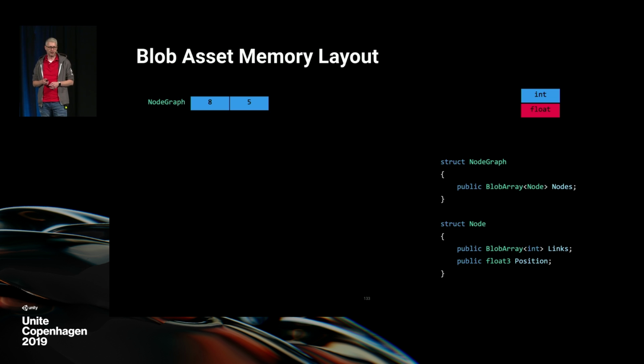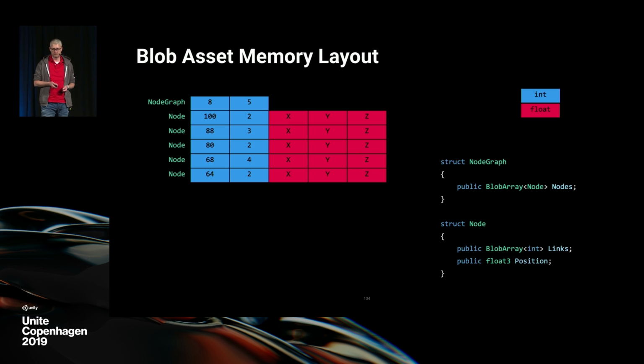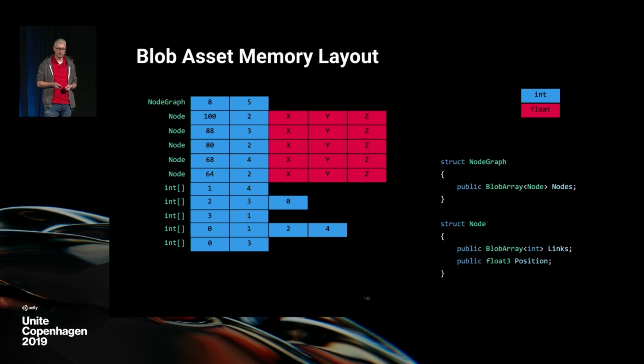Okay, let's just look at the memory layout of the thing we just built. Now remember, a node graph is just an array of nodes. And an array in blobs is just an offset to the first element and a count of elements. So that's what we have here. We have 8 being the offset and 5 being the number of nodes. Then we have our 5 nodes. Each node is just an array and then a float3. Again, it's really simple. And then we just have the integers that are in the arrays in the nodes.